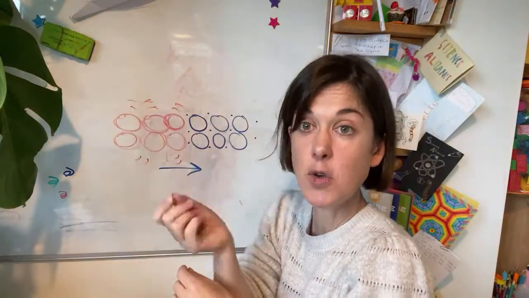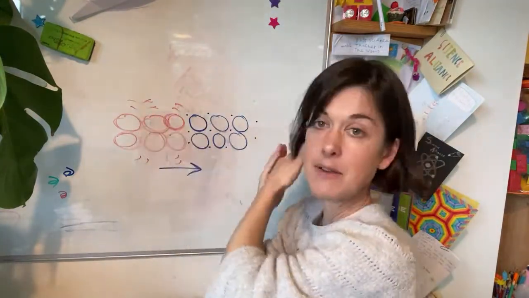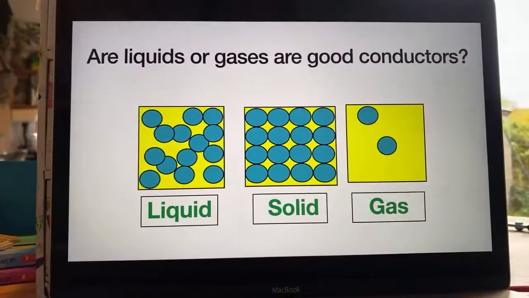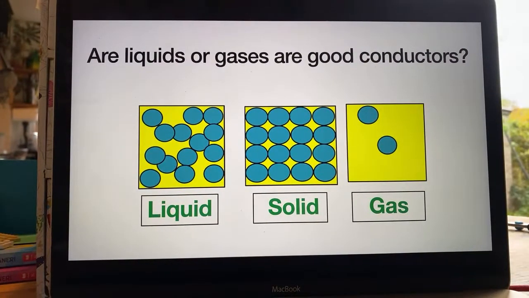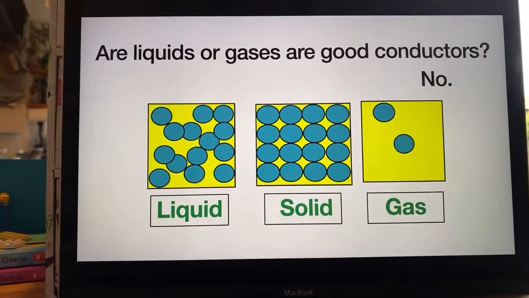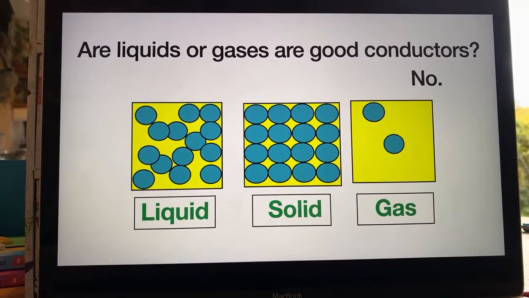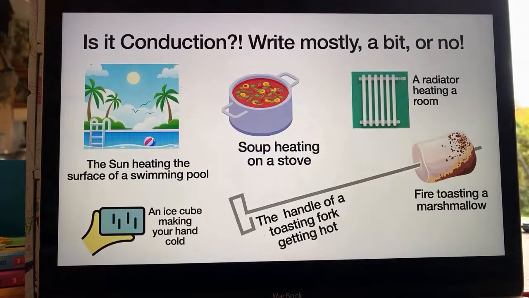In things like plastics, the particles are all wound up like spaghetti, and this doesn't happen. So something that is a good conductor is something that allows heat energy to flow through it, right? And metals are very good conductors. Do you think that liquids or gases are good conductors? Could be one, could be both, could be neither. What do you reckon? Here we go. You've got your diagram back of the liquid and the solid and the gas. Do you reckon liquids or gases are good conductors? 3, 2, 1. No, they are not. It's just in your specification for both of them that you need to know that they're not, because there's gaps in between them.